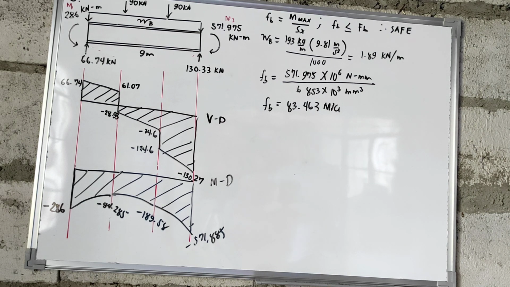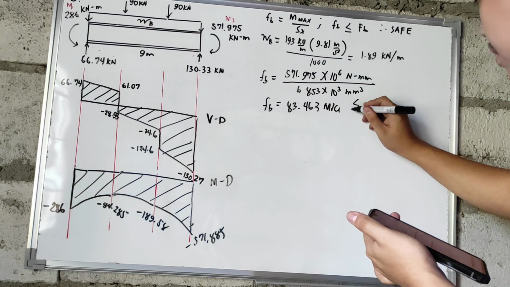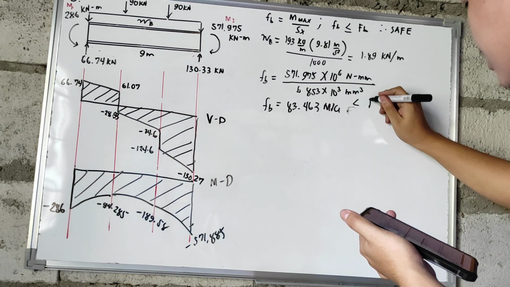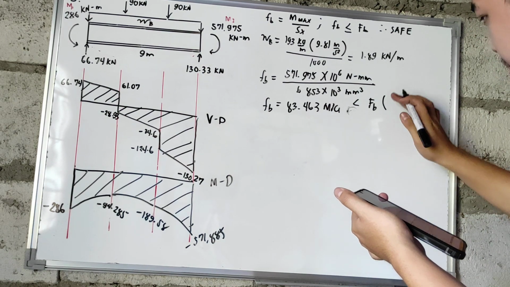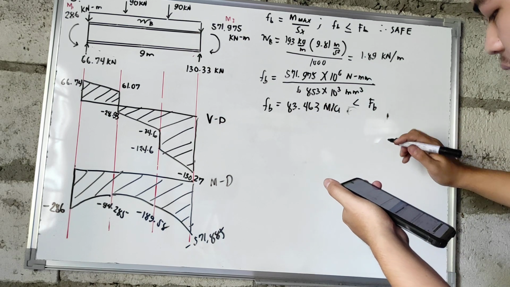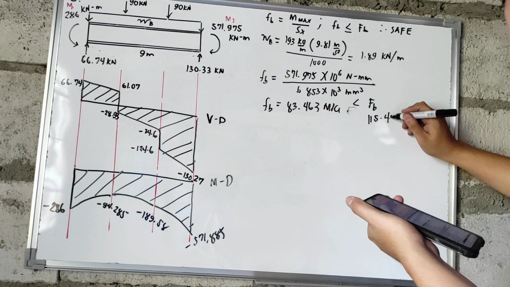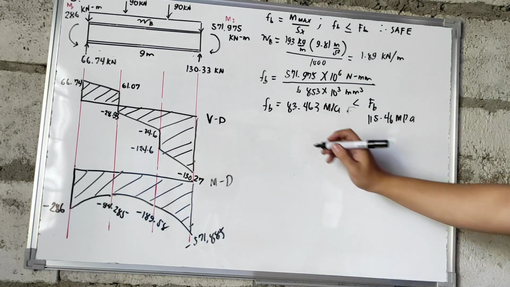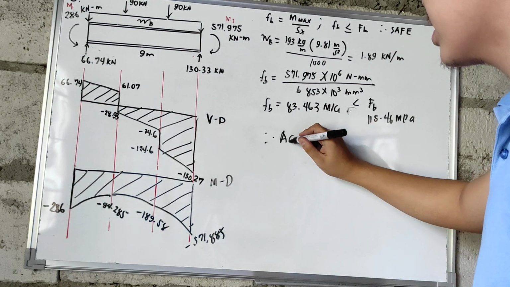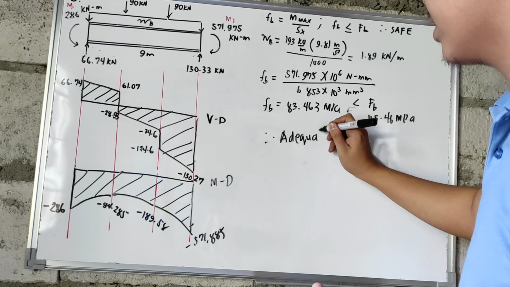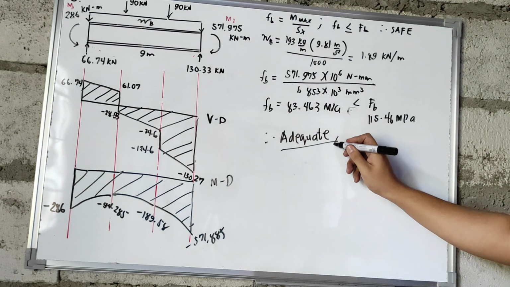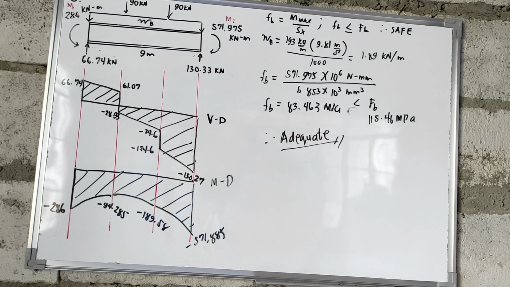So that is less than siya doon sa nakuha nating value ng FB natin, which is equal sa 115.46 megapascal. So meaning to say, our section is adequate. So adequate po yung section natin.